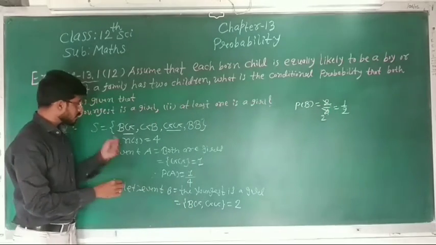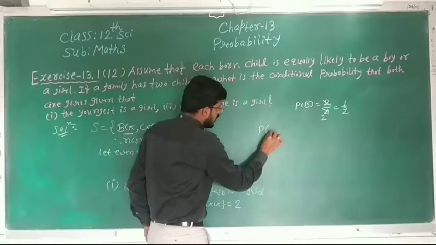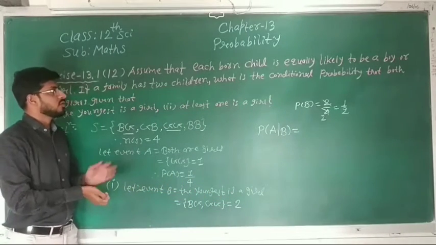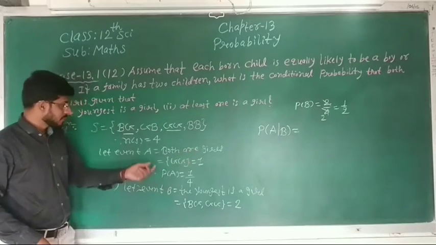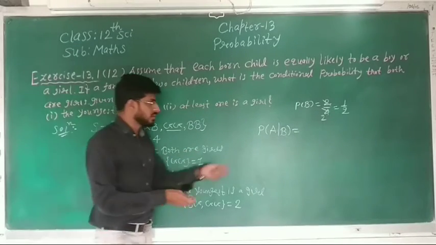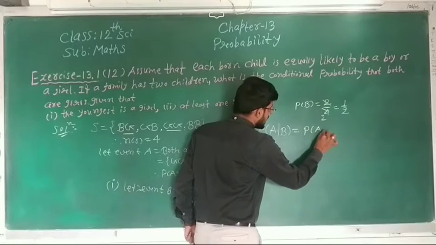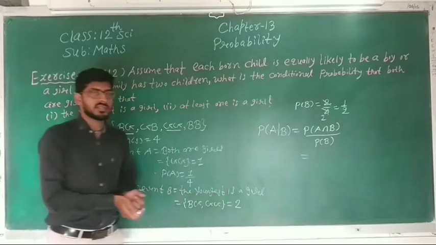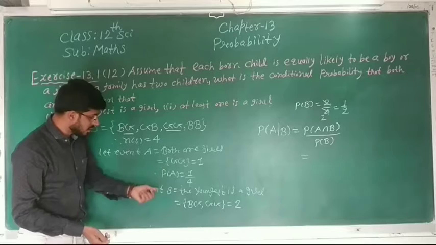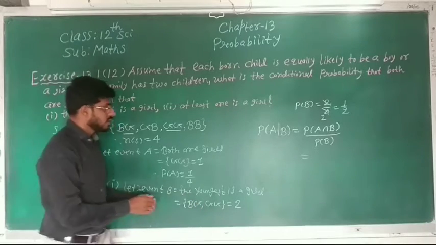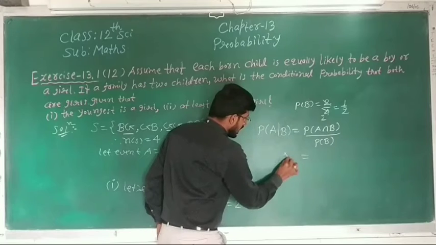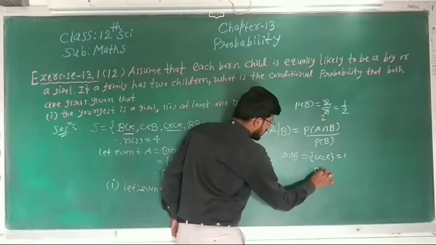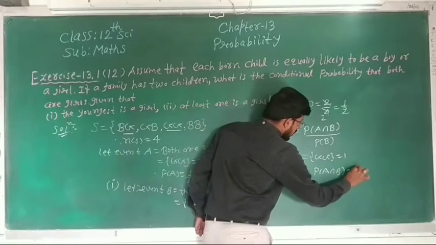Now see, we have to find P of A given B. It means we have to find the probability of both girls given that the youngest is a girl. We can write P of A intersection B upon P of B. So for that we also have to find the intersection of A and B. In A it is GG and in B, GG is common. So A intersection B is GG, which is 1. Therefore P of A intersection B is 1 by 4.